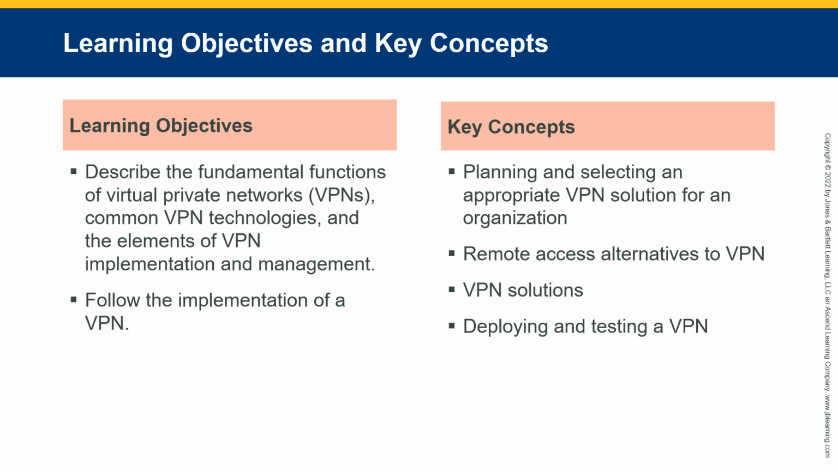So, the key concepts of this chapter are going to be talking about the fundamental functions of virtual private networks, the technologies, and the basic elements of the VPN implementation and management. We're also going to follow the implementation of a VPN solution. And the key concepts are, you're going to be planning and selecting an appropriate VPN solution for an organization. You're going to talk about the remote access alternatives to VPN and the VPN solutions, and also about deploying and testing a VPN.